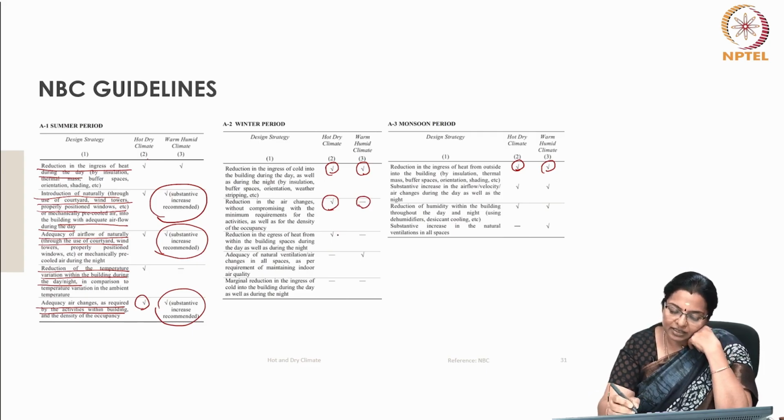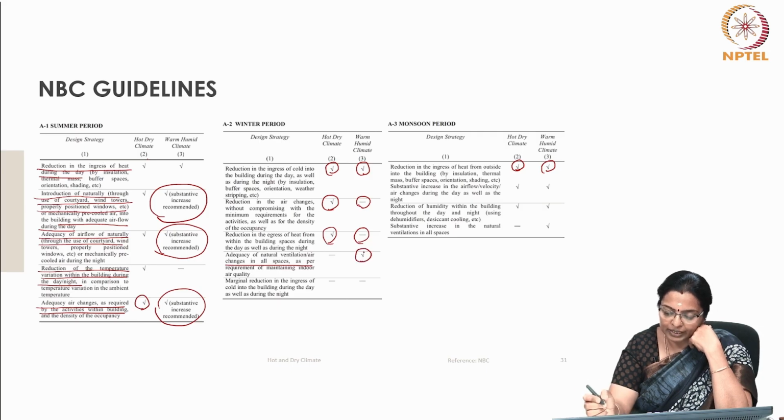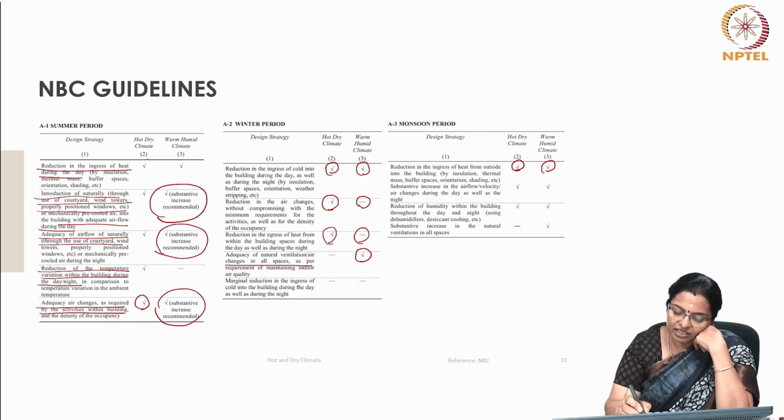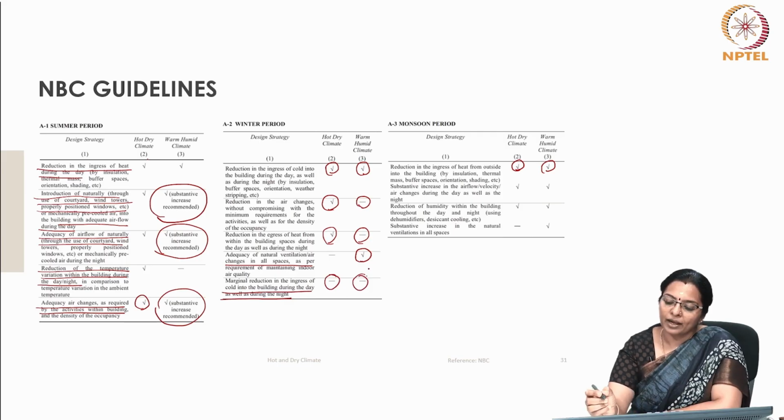Reduction in the egress of heat from within the building spaces during the day as well as during night should be there in hot and dry and should not be there in warm and humid. Adequate natural ventilation and air changes in all spaces must be there in warm and humid. A marginal reduction in the ingress of cold into the building during day as well as night is not valid for hot and dry as well as warm and humid.